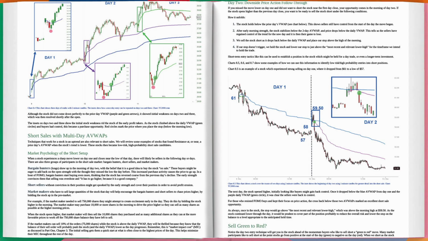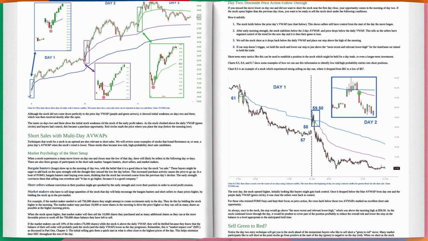Short sellers without conviction in their position might get spooked by the early strength and cover their position in order to avoid profit erosion. Market makers who have to sell large quantities of the stock that day will help encourage the bargain hunters and short sellers to chase prices higher by bidding the stock up in the pre-market. For example, if the market maker needed to sell 750,000 shares, they might attempt to create excitement early in the day. They do this by bidding the stock higher in the morning. The market maker may purchase 10,000 or more shares in the morning to drive the price higher so they can sell as many shares as possible at the higher morning prices.